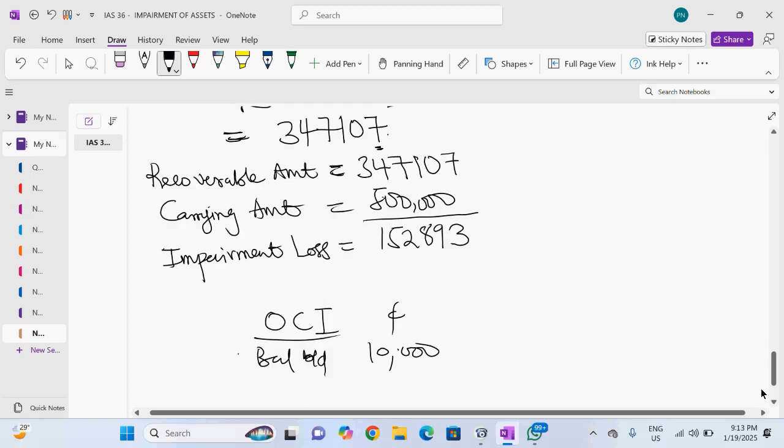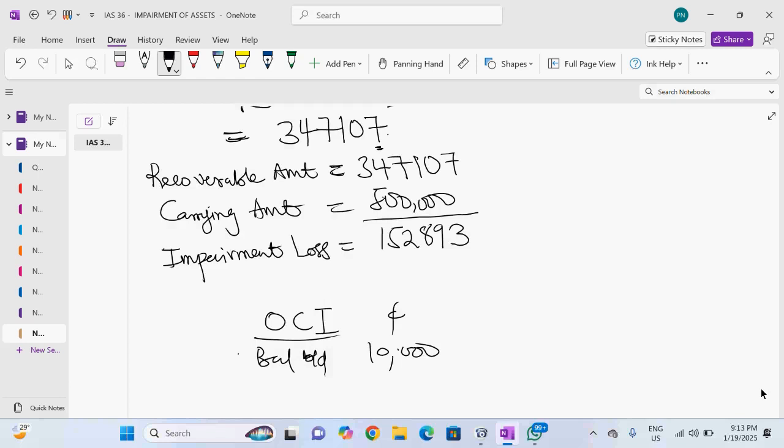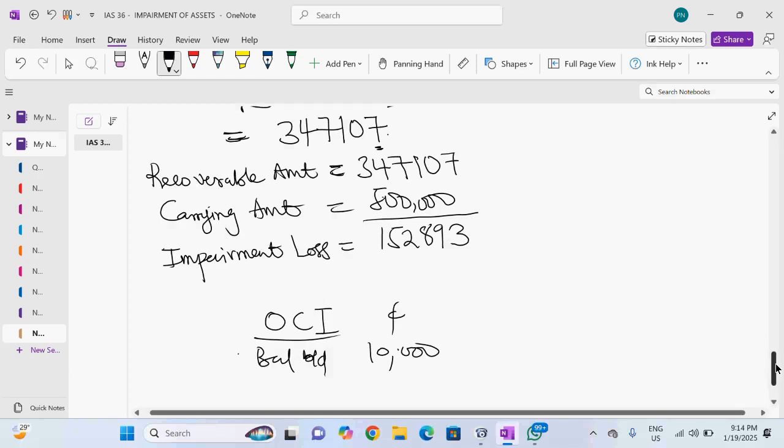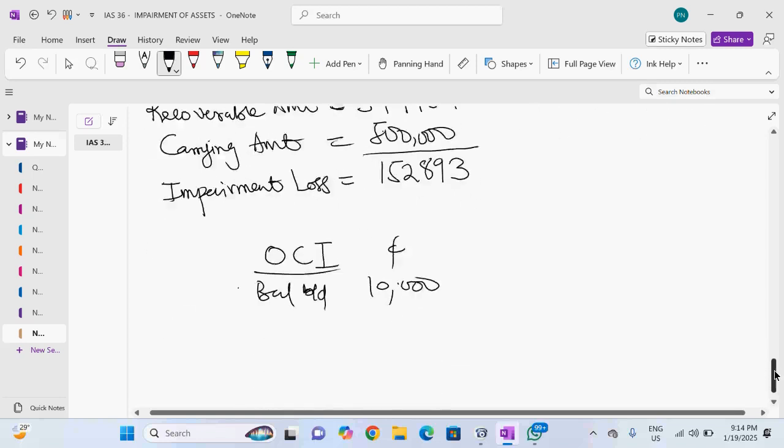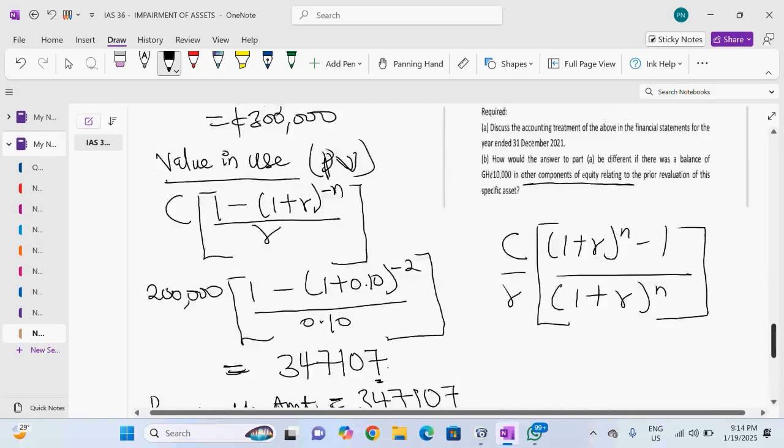We would use the 10,000 to reduce the impairment loss, and then the difference would go to P&L, and the entire impairment loss will go to the asset. We reduce the asset account. So that is it. Okay.